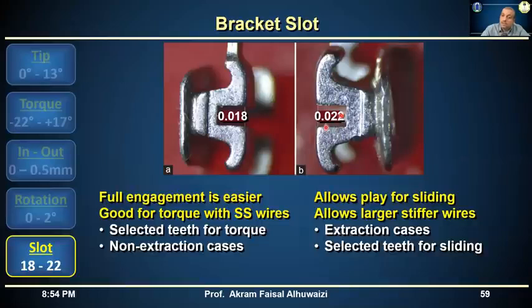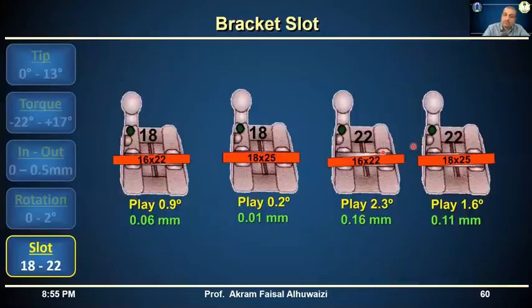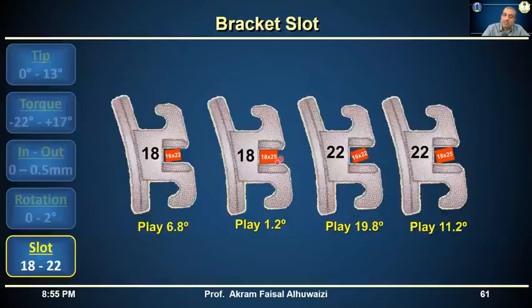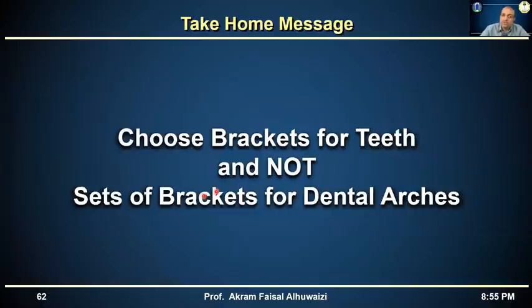And in selected teeth for sliding, let's say you're a fan of 18 slot brackets and you like them, but for the canine, you can just put a 22 slot bracket. This is going to make the sliding much easier. I remind you that the slot size has very little effect on the amount of tip, but a huge impact on the amount of torque. So the take-home message of today is to choose brackets for teeth and not sets of brackets for dental arches.